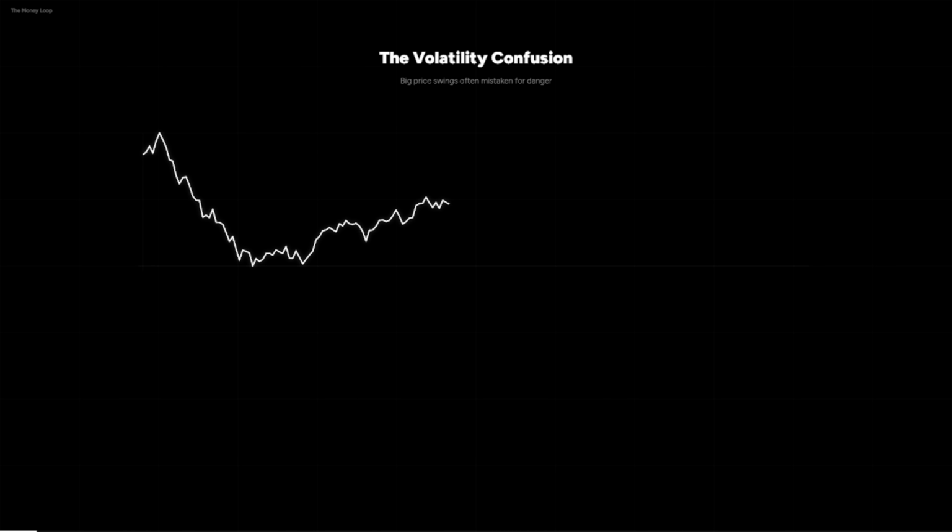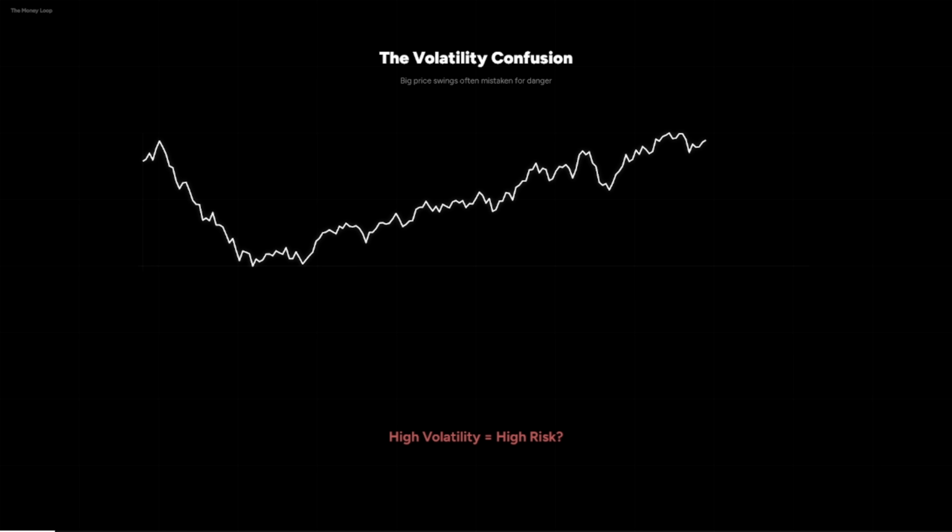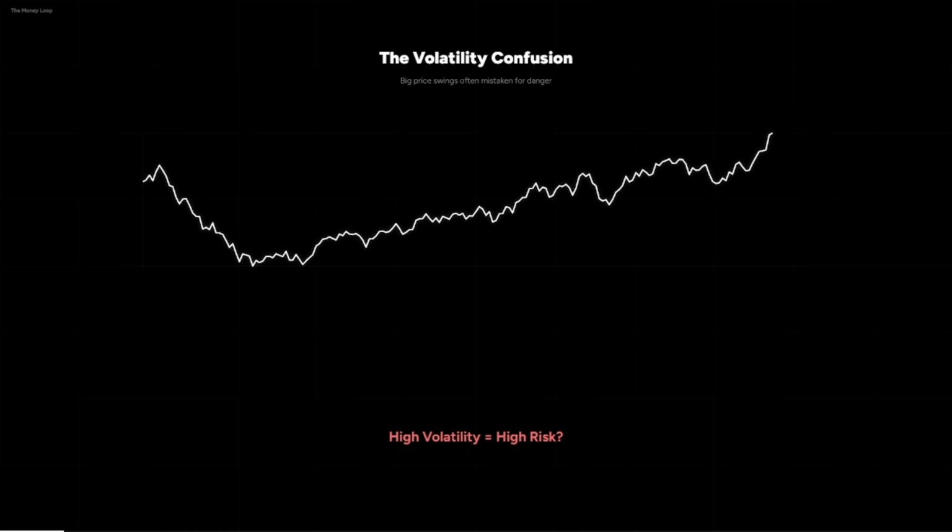When people talk about risk in financial markets, they usually point to one number: volatility. If volatility is high, the asset is labeled as risky. If it's low, the asset is often considered safe, stable, or predictable. But this way of thinking is incomplete, and in many cases, it leads to conclusions that are simply wrong.